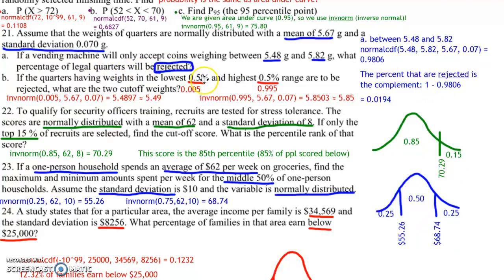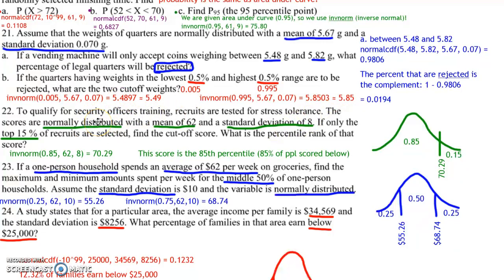It's looking for 0.5% and 0.5%, lowest and highest. It's trying to figure out the cutoff weights. So they're giving us percentages or area under the curve, so we need to use invNorm. The first argument is the area under the curve, the second argument is the mean, and the third argument is the standard deviation. We're getting 5.4897, so that's the lower bound. It's looking for the highest 0.5%, in other words, 0.5% away from the maximum, which is 100%. 0.995 represents that value, and then the same mean, same standard deviation, 5.85 is the answer there.